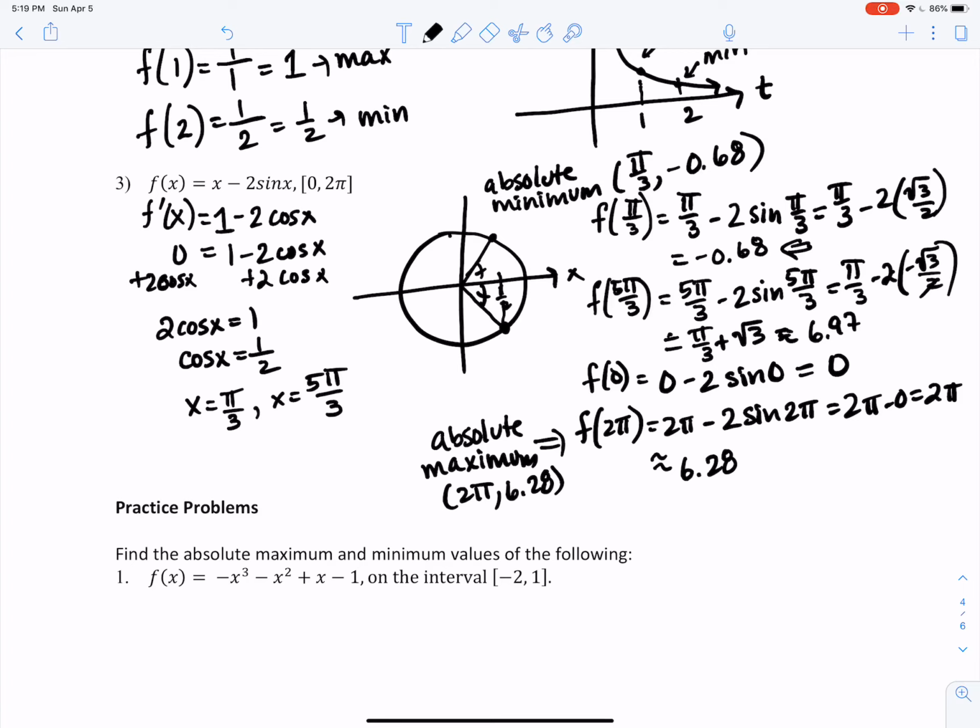So those would be on the interval 0 to 2 pi. I have my absolute maximum at 2 pi, 6.28, and my absolute minimum at pi over 3 comma negative 0.68.